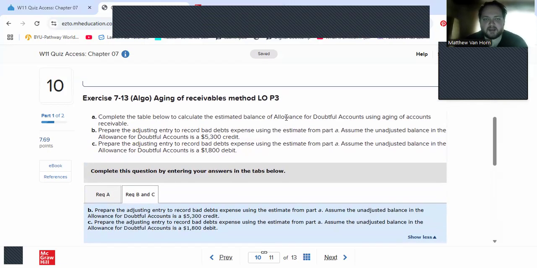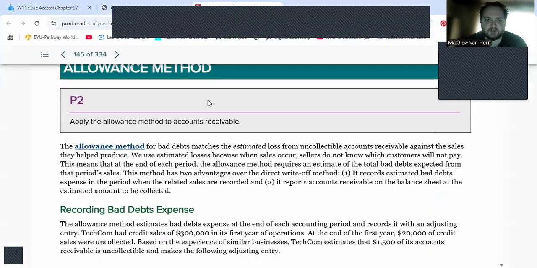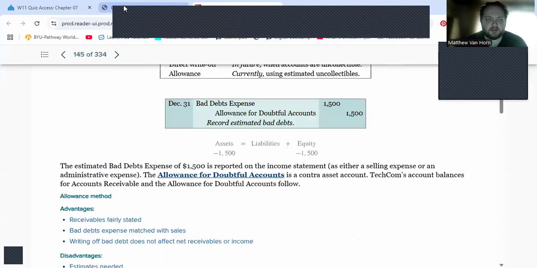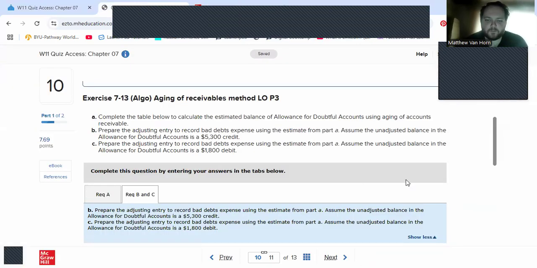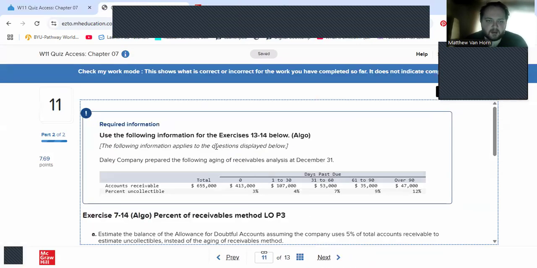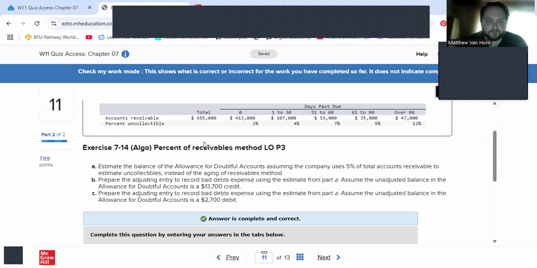So that's problem 10. And again, for these, I refer to this section of the reading. This is going to be pages 144, 145, and 146. Okay, and then 11 follows a very similar pattern.